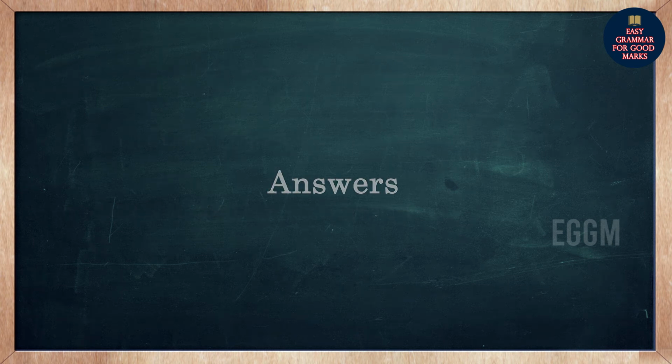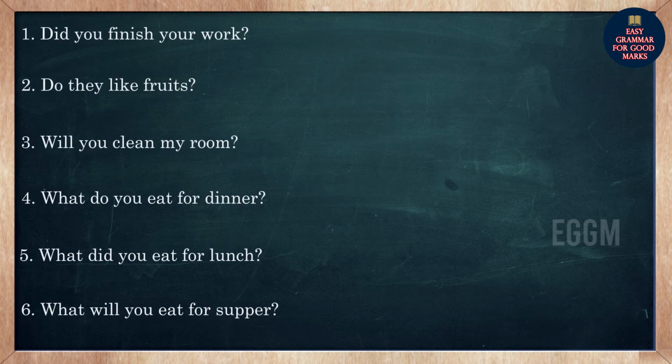Now let's discuss the answers. See the first question. Did you finish your work? Since the question starts with did, you should immediately think about was or were. So what will be the answer? The object is your work and this is singular. So we have to use was. Was your work finished by you? That is the answer.